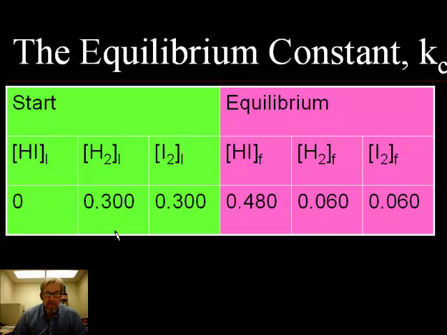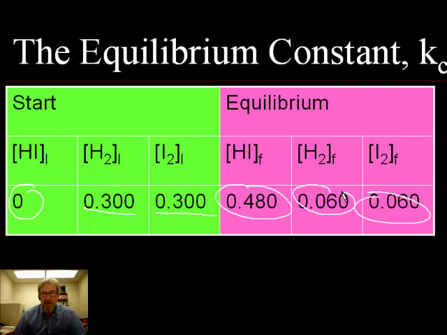Here's another experiment. Only in this one we're doing it backwards. We start out with no reactant, no HI at all, but we have 0.3 moles of H2 and 0.3 moles of I2 to begin. When we do it this way, we find out that at equilibrium we have 0.480 moles of HI and we have 0.060 moles of both H2 and I2. So the concentrations of the products have gone down, the concentration of reactants have gone up, but they reach a steady state. They reach dynamic equilibrium, and then the concentrations become constant.